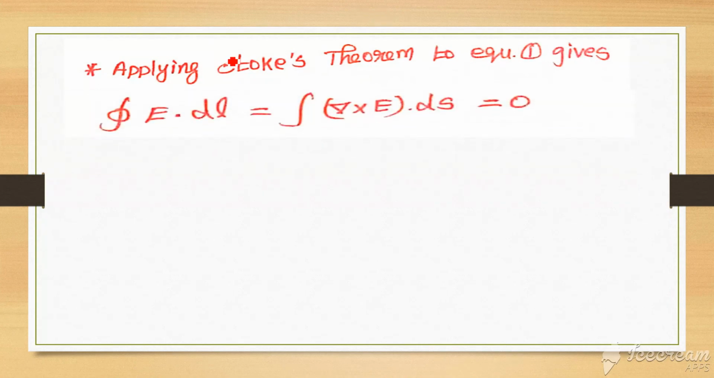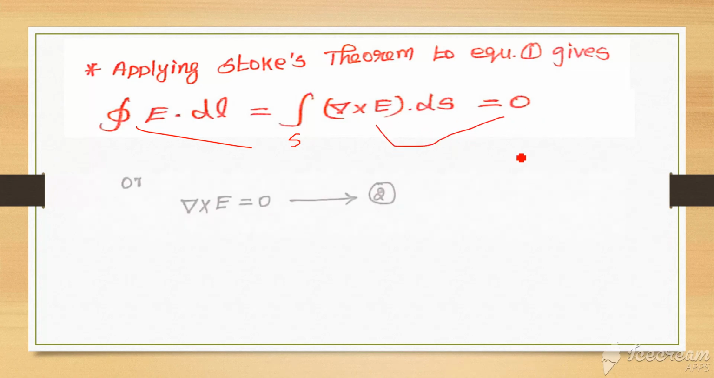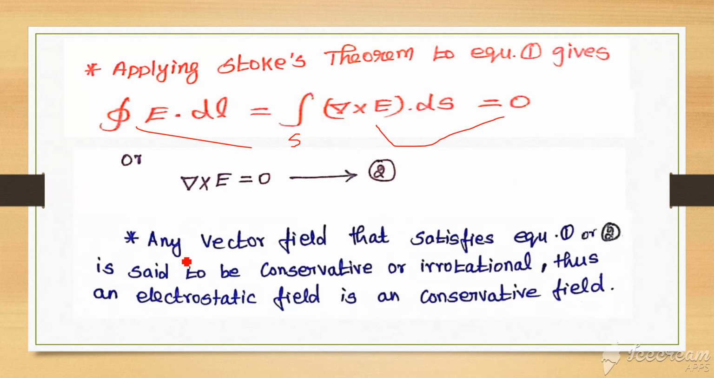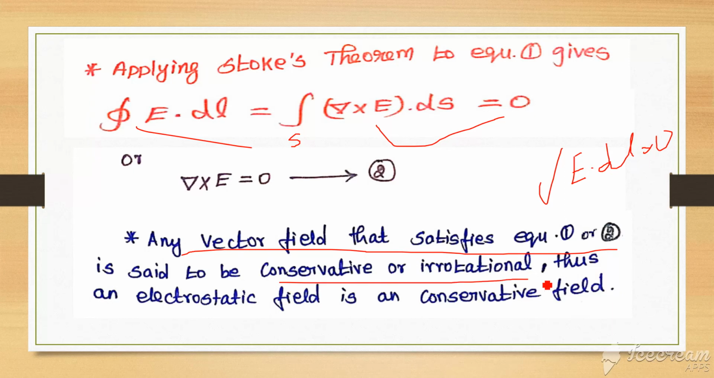By applying Stokes theorem, this E dot dl can be modified into the surface integral over S of del cross E dot dS equal to 0. From this, we can define del cross E is equal to 0. Any vector field that satisfies equation 1 or 2, equation 1 being the closed integral of E dot dl, is said to be conservative or irrotational. Thus the electrostatic field is a conservative field.